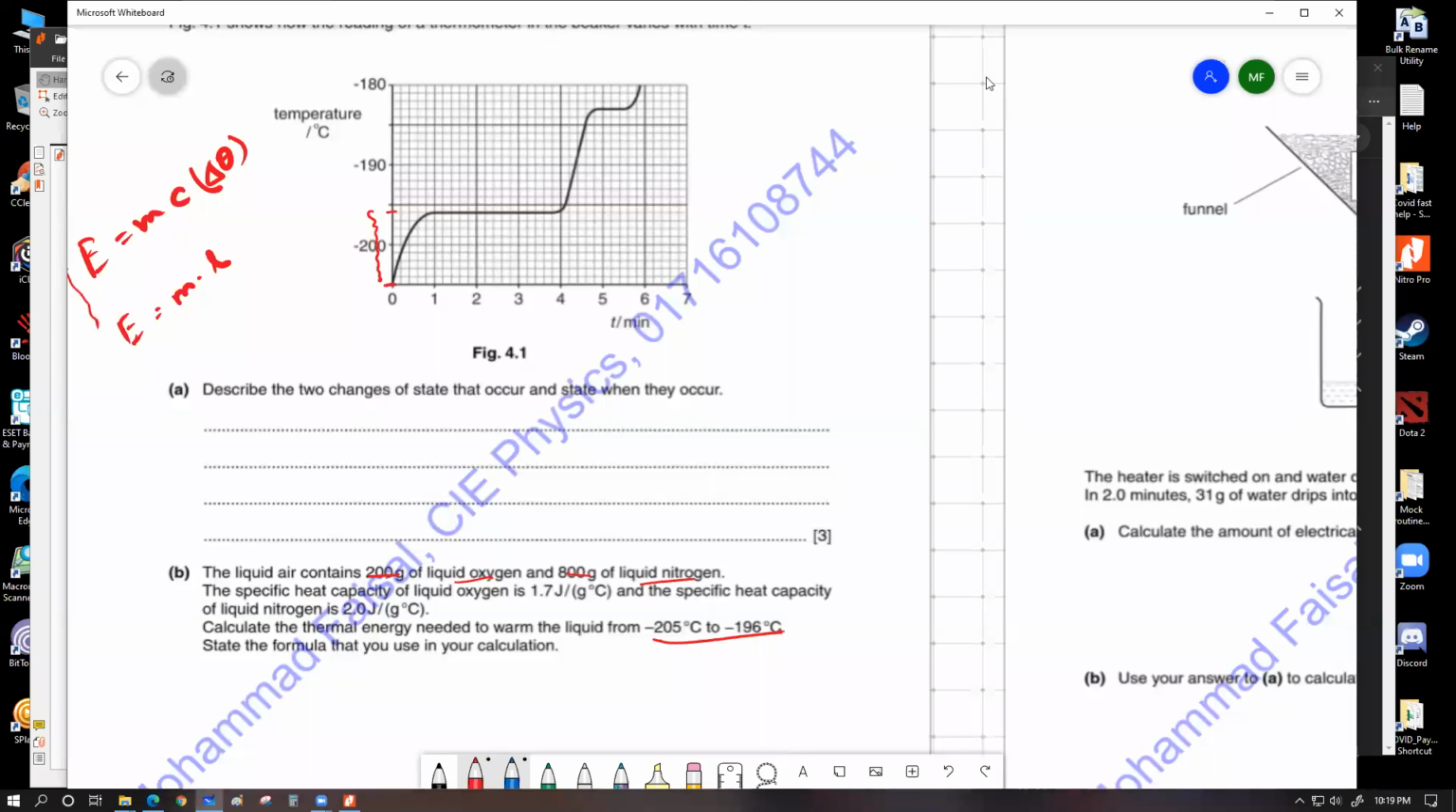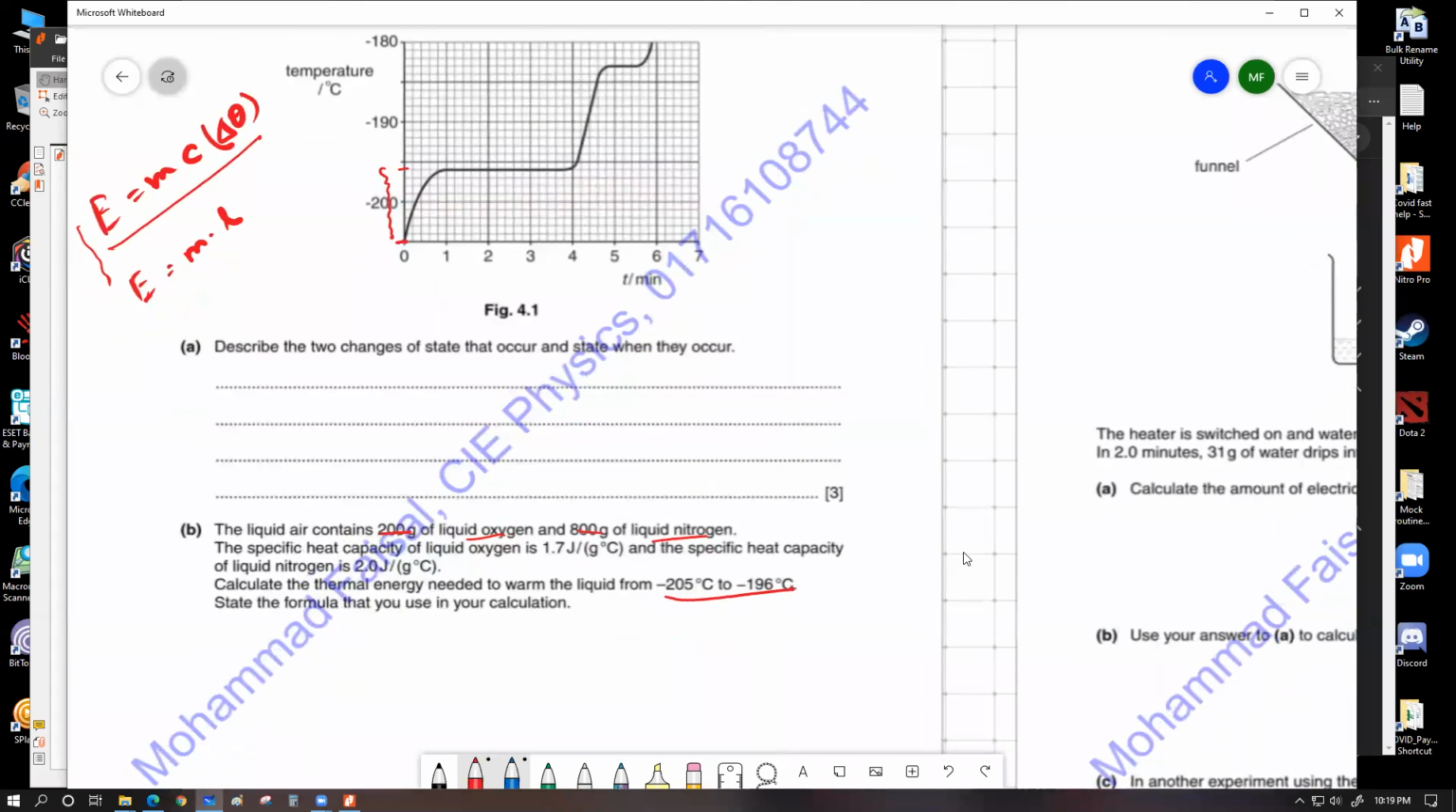Within this temperature range that the question is asking us to calculate the required heat for, none of these liquids is undergoing any state change. Both of the liquids are liquid. So we can apply the formula E equals mc delta theta for both the liquids individually. But because we have two liquids, we have to go for two calculations. So let me write this one. Let's say total energy would be equal to energy required by nitrogen plus energy required by oxygen.